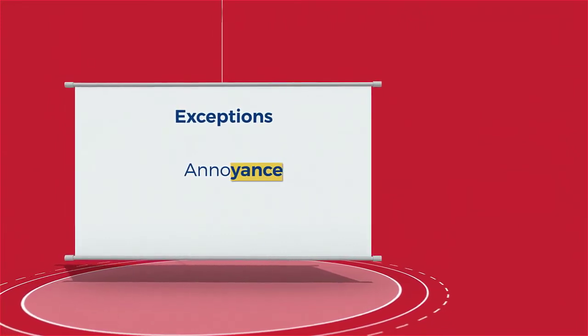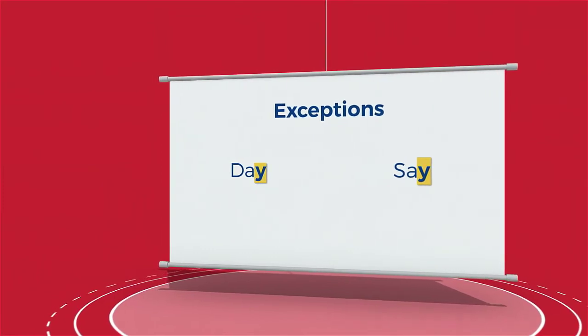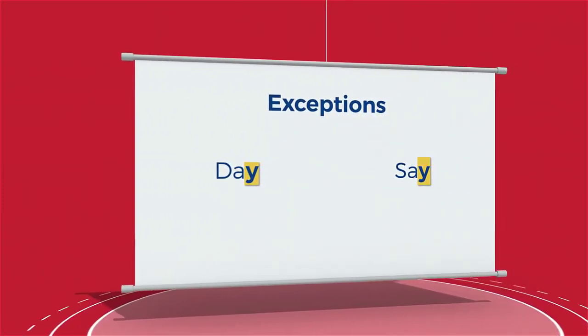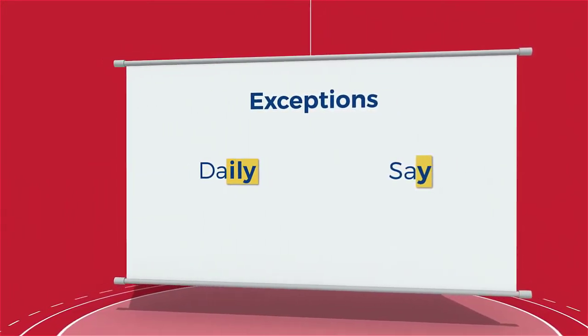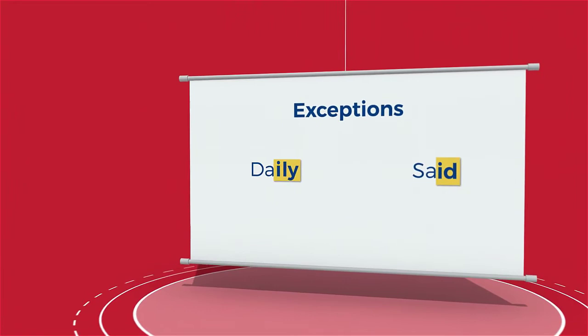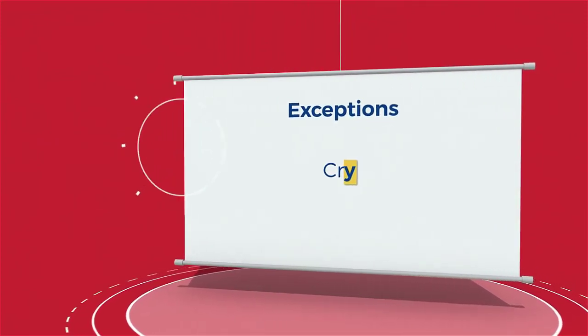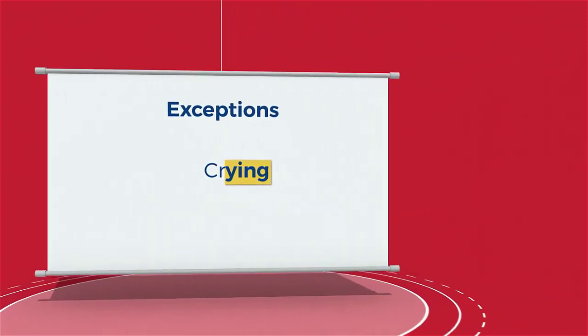But again, some exceptions exist, like the one-syllable words day and say, where the Y sometimes changes to I. So the word day plus the suffix ly makes daily, and the past tense of say is written said. And you also keep the Y when the suffix begins with an I, so that you don't have two I's in a row. So cry plus ing makes crying.